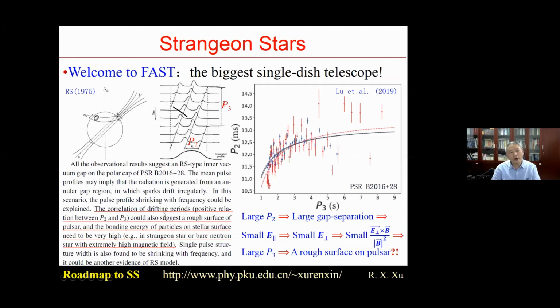So the correlation of drifting periods P2, P3 could suggest a rough surface of pulsar. And the bonding energy of particles on the surface needs to be very high. If there's Strangeon, because Strangeon matter is a strong matter, there may be a small hill or small mountain on the surface. So different places may have different values of E parallel, and then we can have different modes of drifting subpulse. This could be a hint for the existence of drifting subpulse.